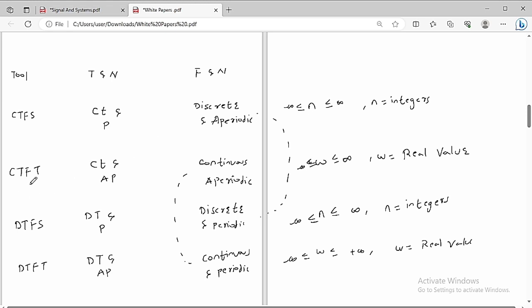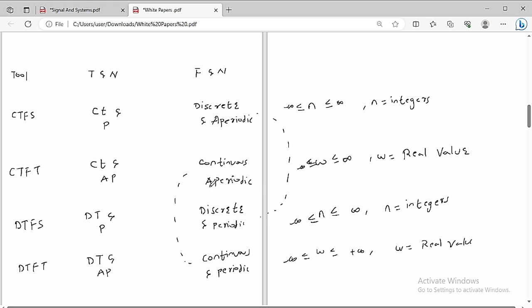And the continuous time Fourier transform is applicable to continuous time signals which are aperiodic in nature. Here, for f of t, the Fourier transform is f of omega. The omega value lies from minus infinity to plus infinity, and omega is a real value, which means it can take any value. So we are going to get a continuous waveform, and the magnitude is an even spectrum and the phase angle is an odd spectrum.